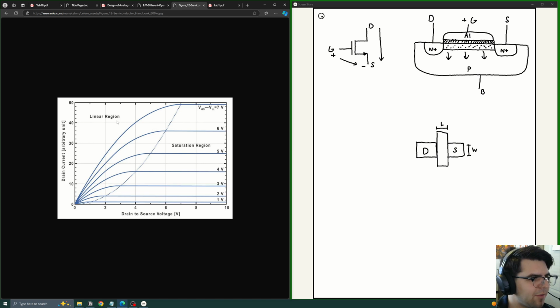So now we still have our linear region, which is when the gate to source exceeds the threshold, but the drain to source does not exceed the overdrive, right? So you have the linear region right here, and then it eventually flattens out into the saturation region over here, which is when the gate to source does exceed the threshold and the drain to source voltage does exceed the overdrive. You can see how we get that flat curve at the end there, which is going to be great for the amplifiers that we want to design later.